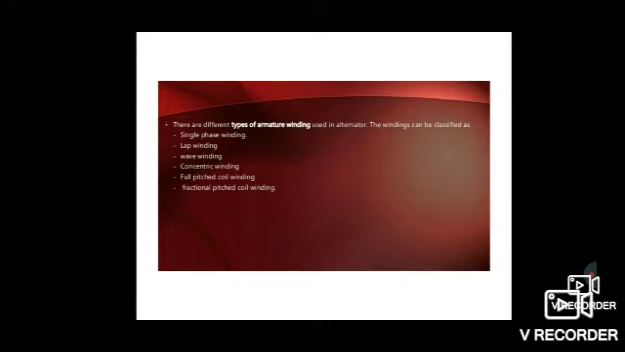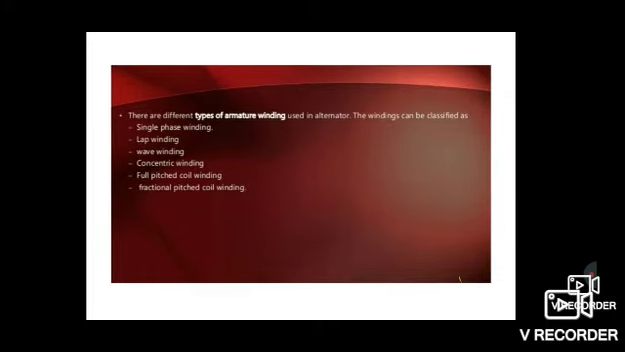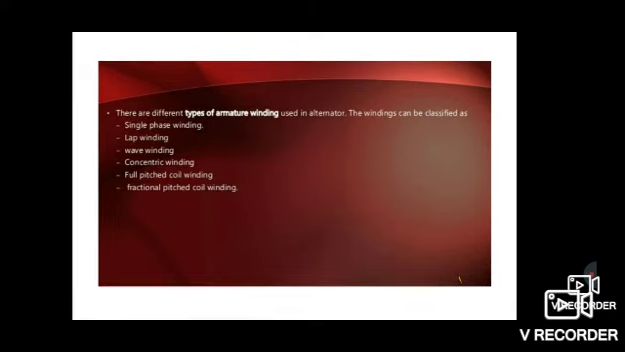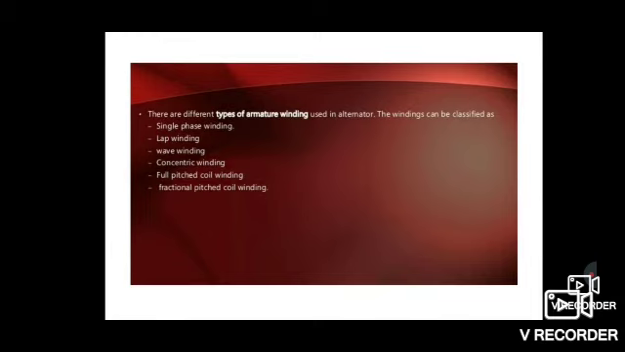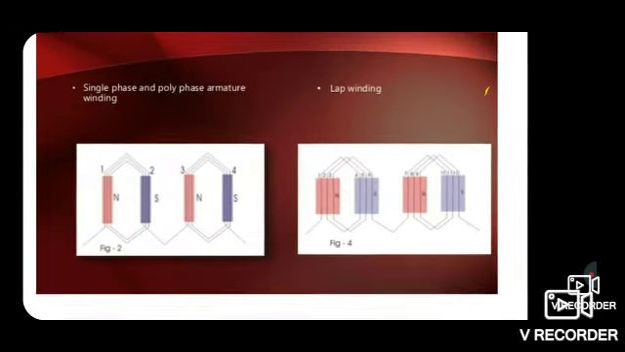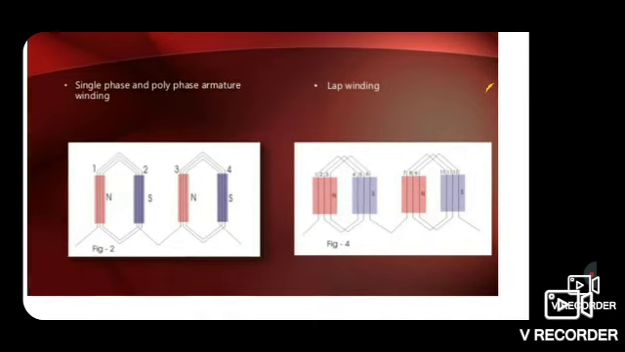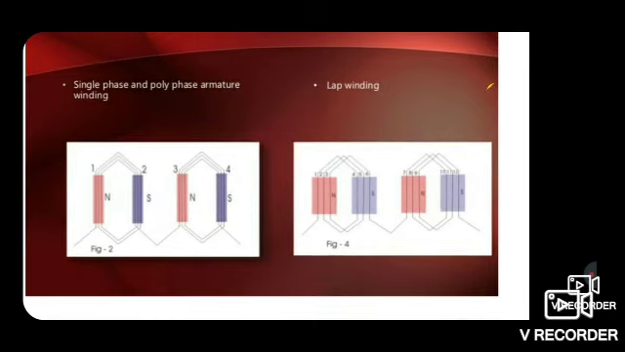There are different types of winding. First one is single phase winding, second one is lap winding, wave winding, concentric winding, full pitched coil winding, and finally fractional pitched coil winding. We will see one by one. So first one is the single phase winding. It is for the single phase alternator and it is also used for the polyphase armature winding.